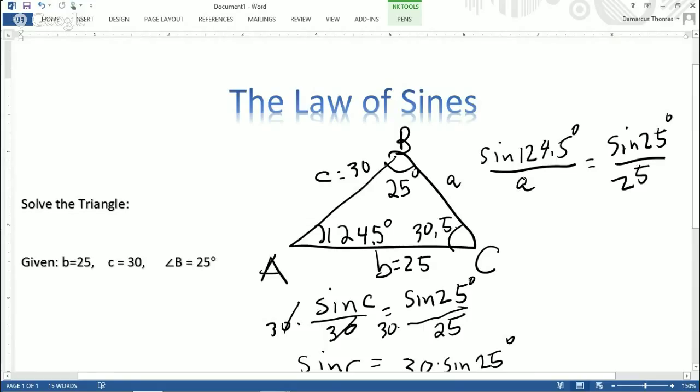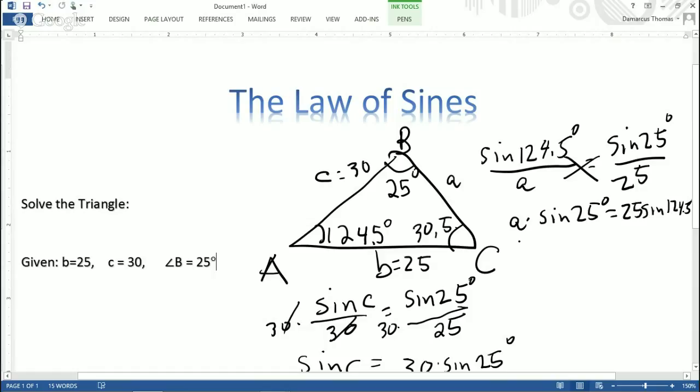And if I solve for little a, I'd evaluate these values and then solve for little a. Actually, what I'm going to do is cross multiply at this point. So if I cross multiply to get rid of the fractions, I get a times sine of 25 degrees is equal to 25 times the sine of 124.5. And now at this point, it's a calculator issue.